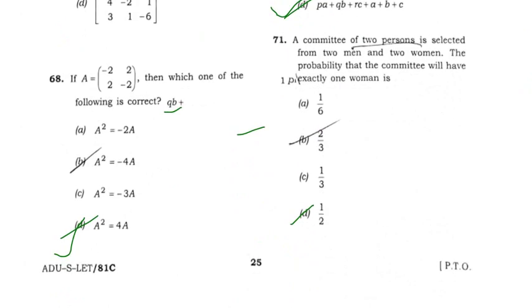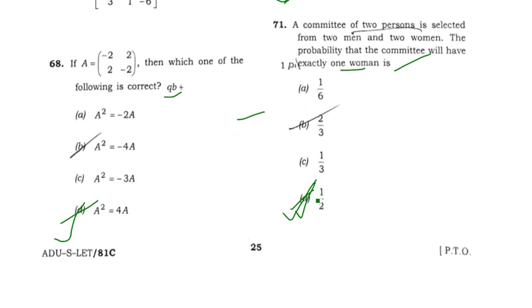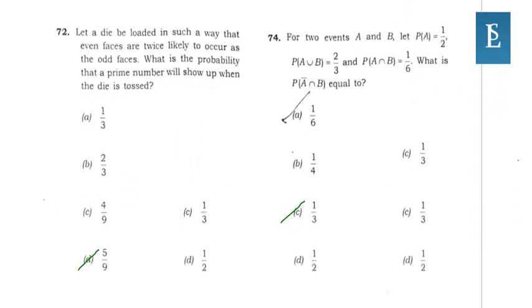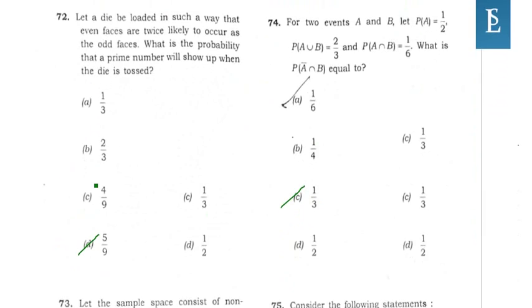A committee of 2 persons is selected from 2 men and 2 women. The probability that the committee will have exactly 1 woman is, so the right option is 1/2. So this is the right option, D. Let a die be loaded in such a way that even faces are twice as likely to occur as the odd faces. What is the probability that a prime number will show up when the die is tossed? The option is D, 5/9. Okay, so 5/9 and 1/2, these two things will be back.